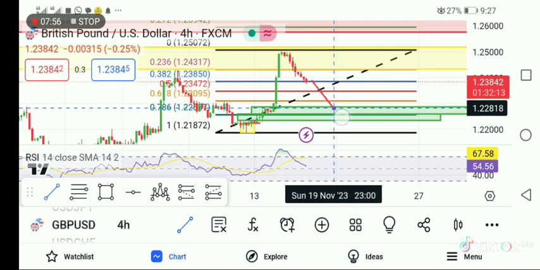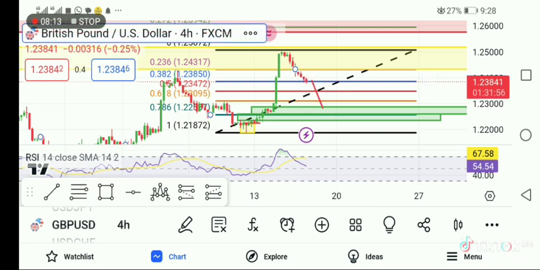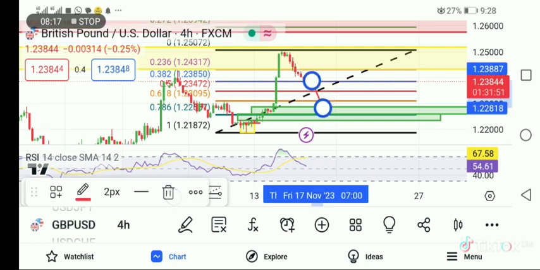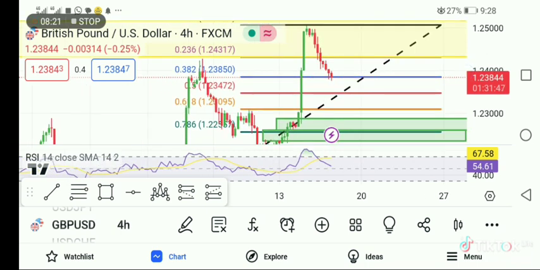all you have to do is wait for price to start giving you higher highs and higher lows in your lower time frame, be it 1 hour or 30 minutes. Then you look for your entry in the 1 hour or 30 minutes time frame, and then you execute your trade. Whether price will reject here, I don't mind. If it rejects here, we see it. If it doesn't, we see that.